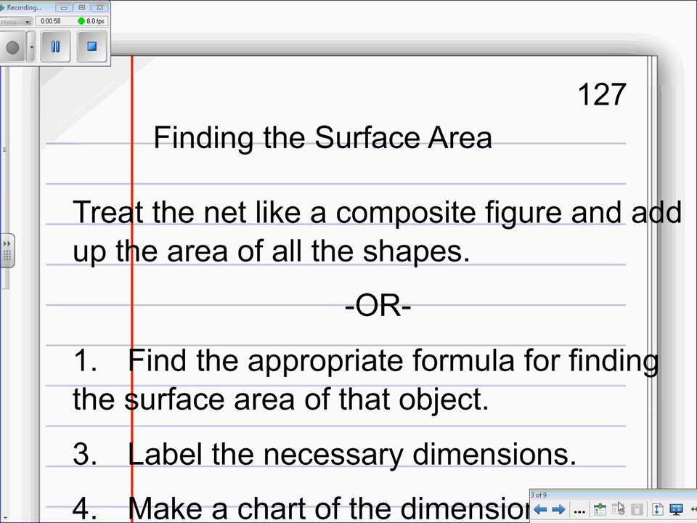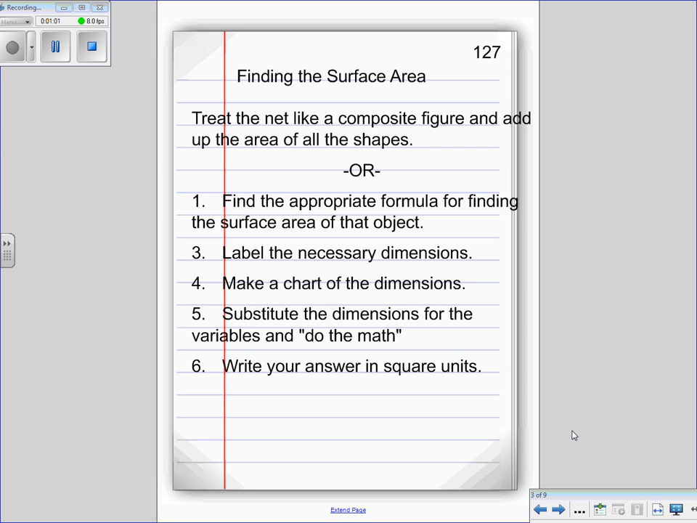So basically our notes for this, finding the surface area of, and this is going to include prisms, cylinders, cones, and pyramids. First of all, you can treat the net like a composite figure and add up the area of all the shapes. Or look at your formula sheet, find the appropriate formula for finding the surface area of that particular object, label the necessary dimensions on your picture, make a chart, substitute the dimensions for the variables and do the math, and then write your answer in square units, not cubic units, because surface area is simply adding up all of the areas. So you may want to pause this to get these notes in on page 127.